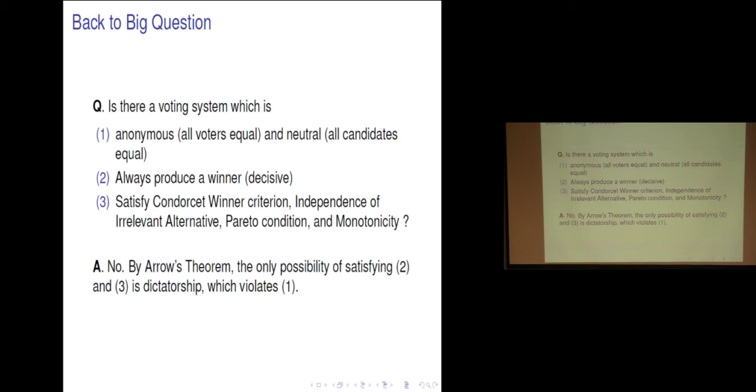Okay, so that's the end of our topic on voting. So next week, I don't know, we probably talk about fair division or talk about graphs. I have to see which one is suitable. Okay, so see you next week.